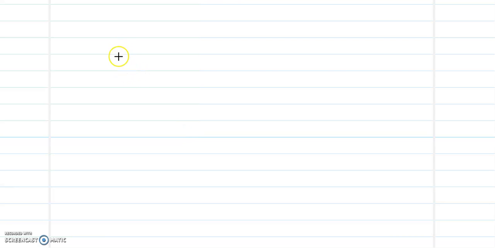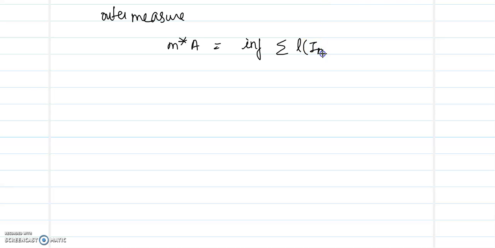Hello. So in the last class, we defined the outer measure for a set A. So m star of A is defined as the infimum of the summation of the lengths of I, where the set A is covered by the collection of sets I, so A is contained in the union of I. So this is how we have defined the Lebesgue outer measure.